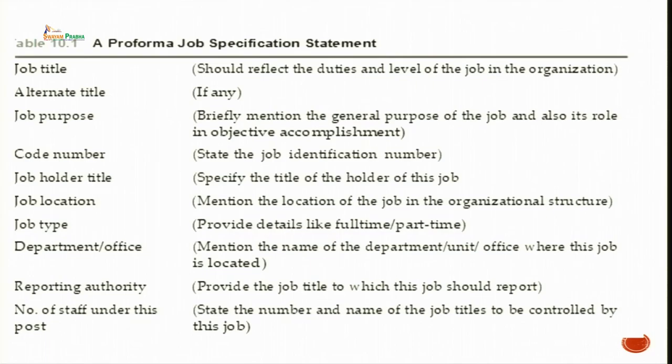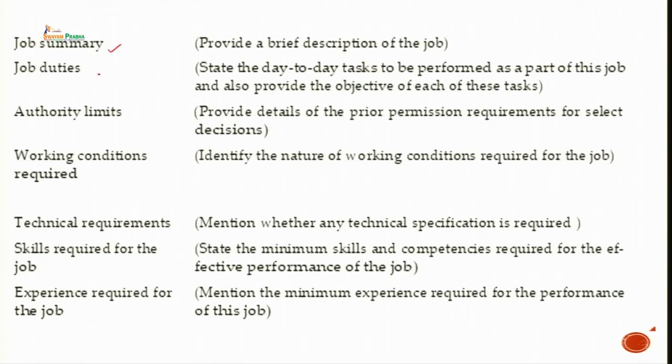So, this is a sample proforma for a job description statement, where you can see the job title, and we can write an alternate title, purpose of the job, any code number, title of the holder, job location, and type of job. Provide details whether it is full time, part time, regular, ad hoc, etcetera, the department where the job is placed, the reporting authority, that is the immediate superior, and the number of staff under the post of that particular job. Also, job summary, duties, authorities identified, working conditions required are detailed here, along with technical requirements of the job, skills required for the job, and experience required for the job.